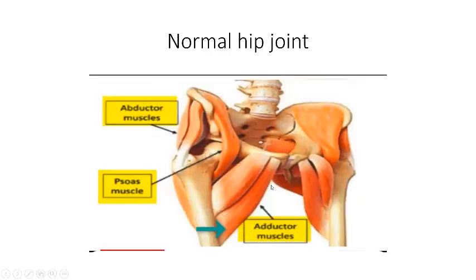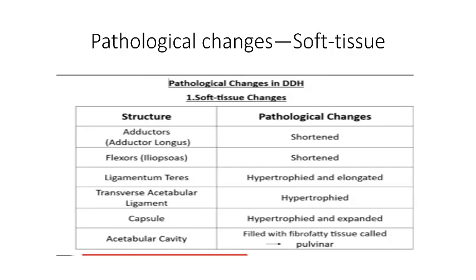There are also some muscles around the hip joint which help in the movement of the hip joint. Medially, adductors are present, anteriorly, flexors are present, and laterally, abductors are present. So, this is something about the normal anatomy of the hip joint.